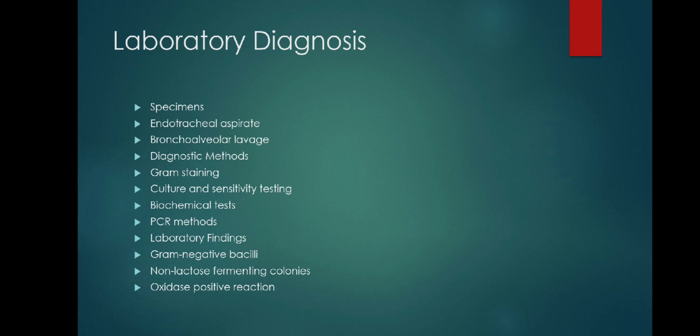Laboratory diagnosis. First is microscopy. Gram staining of respiratory secretions shows numerous neutrophils and gram-negative rods. Culture. Samples may include endotracheal aspirate, bronchoalveolar lavage fluid, and protected specimen brush samples. On blood agar, large colonies with beta hemolysis. On MacConkey agar, non-lactose fermenting colonies. Biochemical tests: oxidase positive, catalase positive.